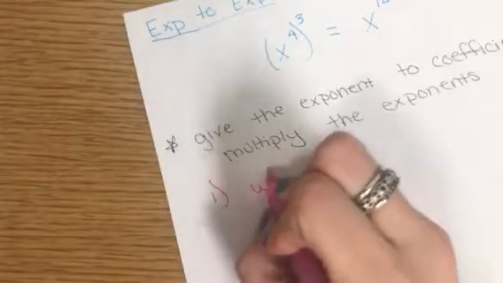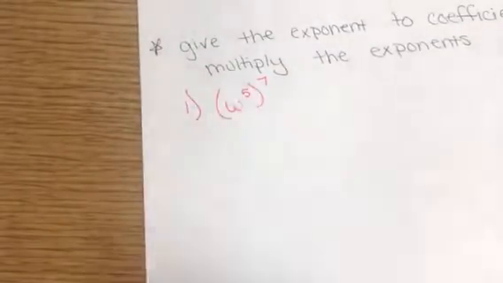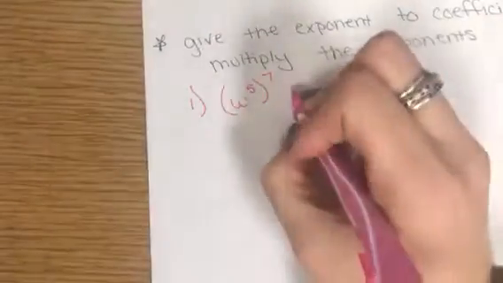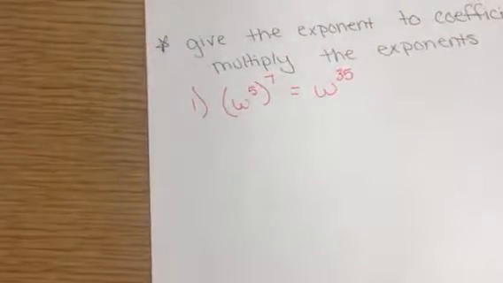So if we have w to the fifth, all to the seventh, we have two exponents happening, so we're going to multiply those and we'll get w to the 35th.